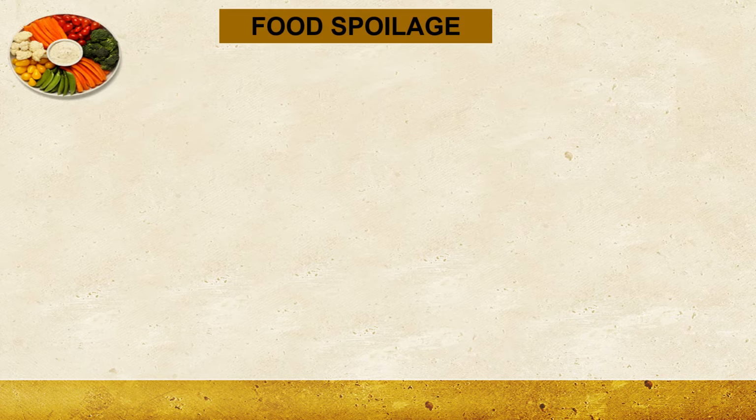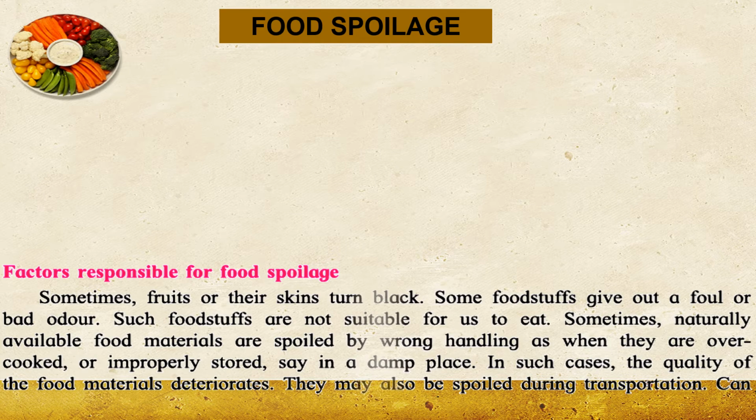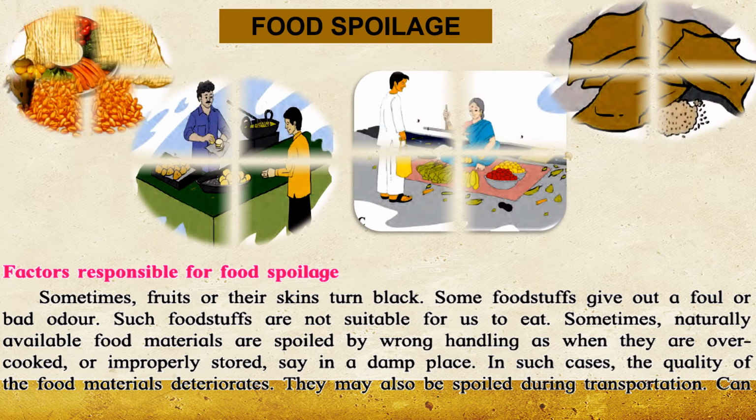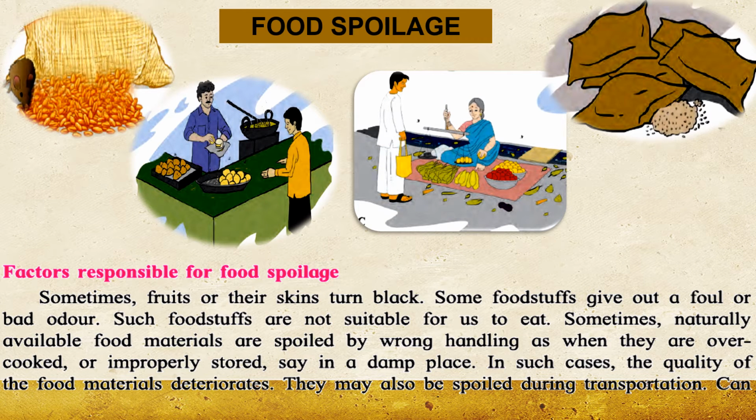First we will learn about food spoilage. What causes the food to get spoiled? Factors responsible for food spoilage. Sometimes fruits or their skins turn black. Some foodstuffs give out a foul or a bad odor. Such foodstuffs are not suitable for us to eat.